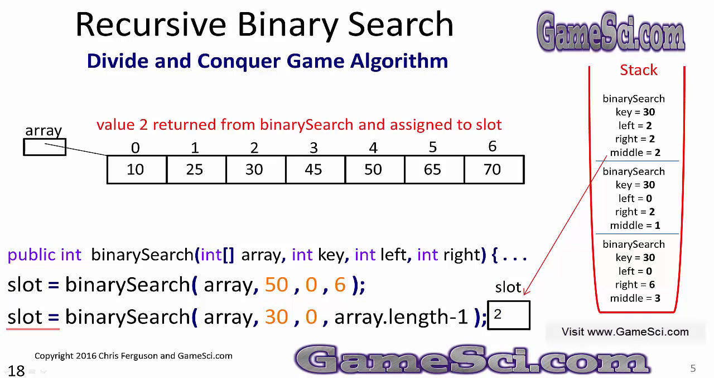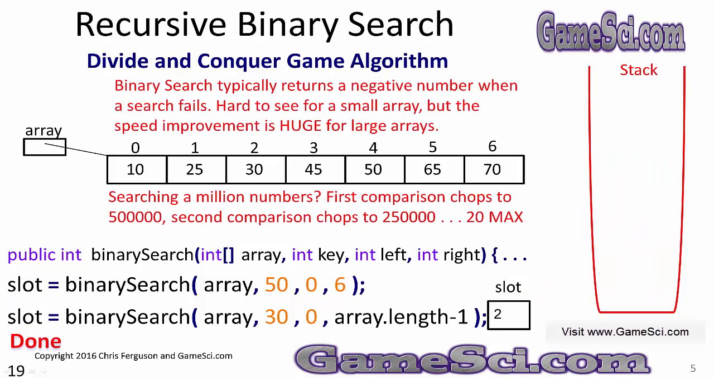And of course, once it returns that, the stack can go away. We don't need anything else on the stack. There's no code below the return statement in binary search. Binary search typically returns a negative number when a search fails.